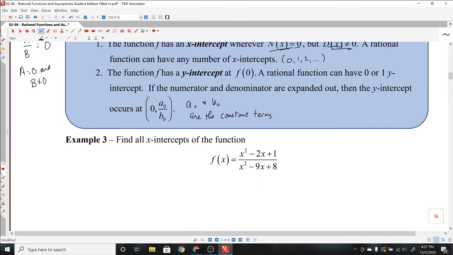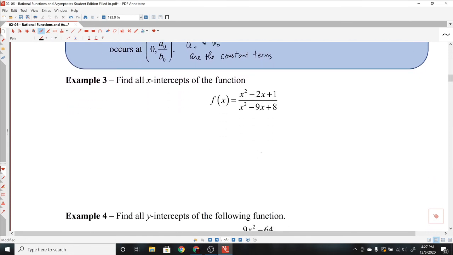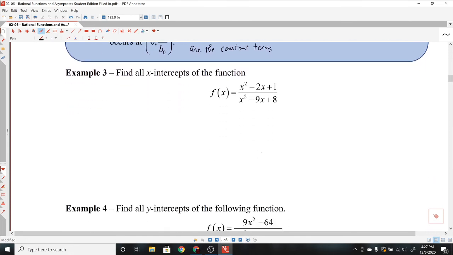All right, so let's find some x-intercepts first, and then we'll find some y-intercepts, and that'll end this first video. So find all x-intercepts of this function. So the first thing we're going to do, and you're going to see this in every single one of them, our first job is to factor. So x squared minus 2x minus 1 factors to x minus 1 and x minus 1. And the denominator is x minus 8 and x minus 1.